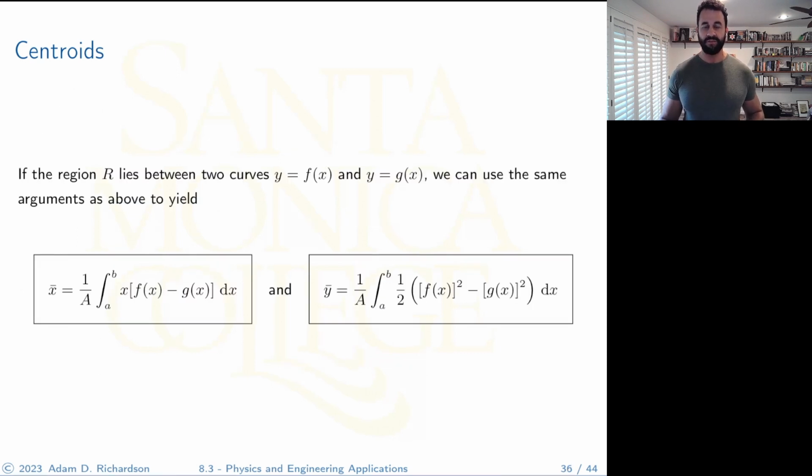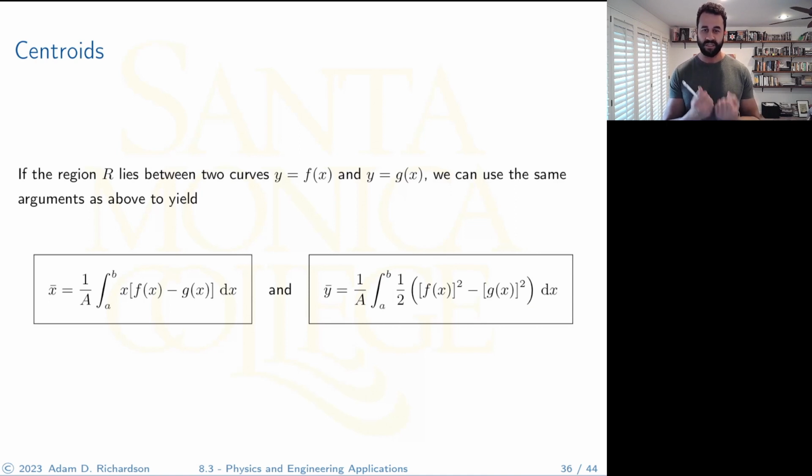So here we go. If our region R lies between two curves, y equals f of x and y equals g of x, we use the exact same arguments as before. So I'm not going to go through all the arguments again. And you get these formulas. Formula for the x-coordinate, formula for the y-coordinate, right? And the formulas should look very familiar.